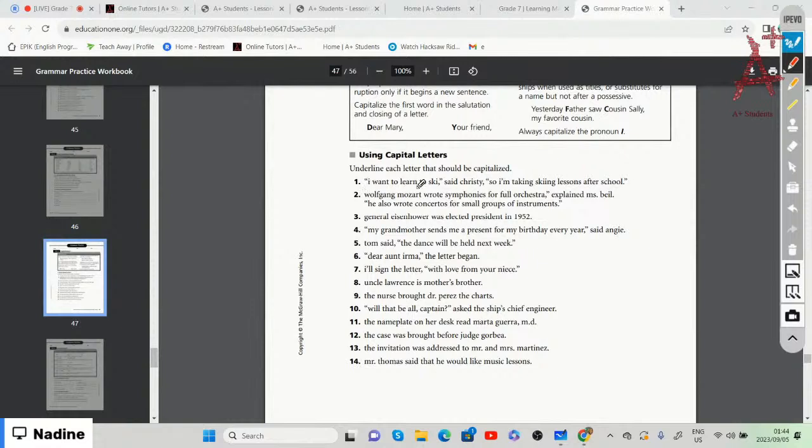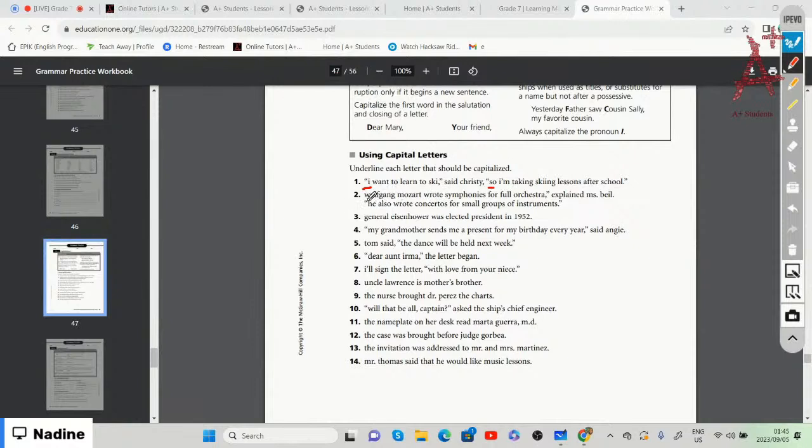"So I want to learn to ski," said Christy. "So I'm taking skiing lessons after school." If we underline the letter that should be capitalized, it is I, which is also the start of the sentence, as well as the start of a word in quotations, as well as So. "Wolfgang Mozart wrote some symphonies for full orchestra," explained Miss Beale. "He also wrote concertos for small groups of instruments."